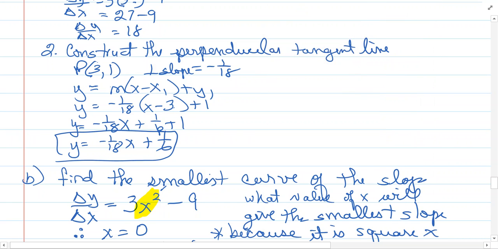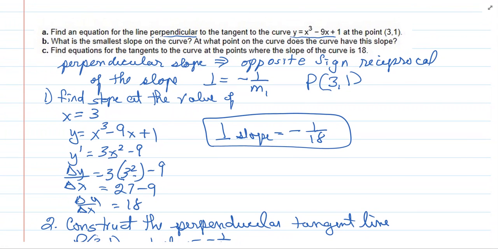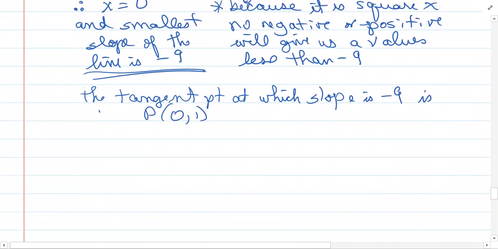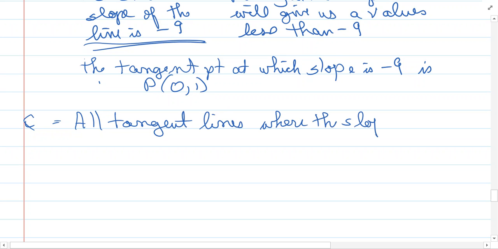All right, so let me pull that back up. Let's see what the C says. Find the equation of the tangent to the curve at the points where the slope of the curve is 18. Now, here on the C, we want all tangent lines where the slope is 18. All right, now we did have the first one, the point 3, 1. We have the slope at 18, but we have to think about it.